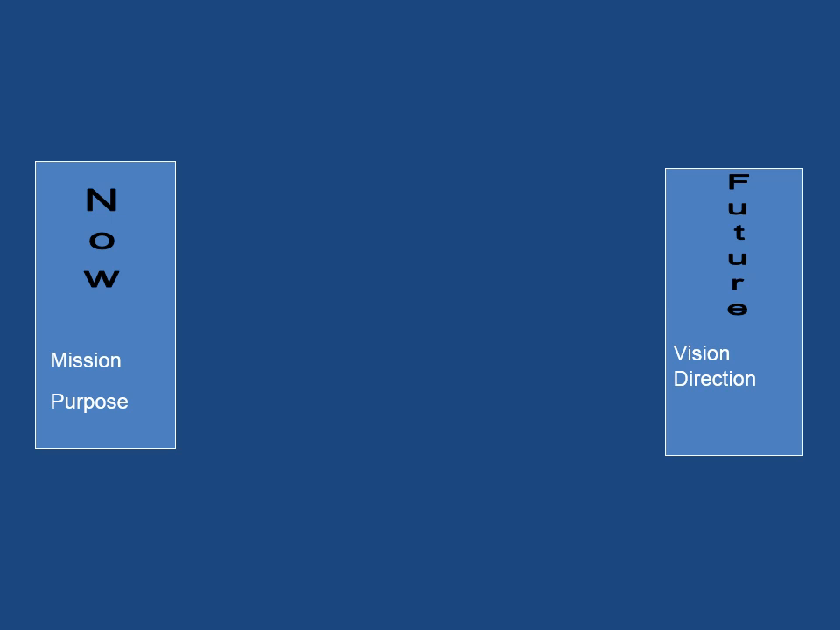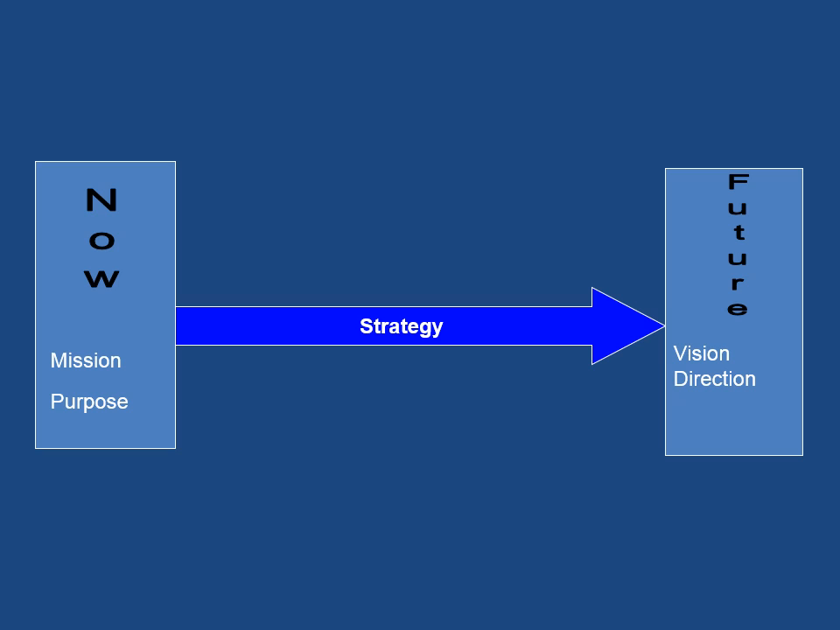Strategic planning is really about starting with now, the present, which is really about your mission, your purpose. Why do you exist as an organization? And then it's moving in the direction of the future. So the future is about vision, and vision is about direction. Strategy is the path that we take from the present to the future.